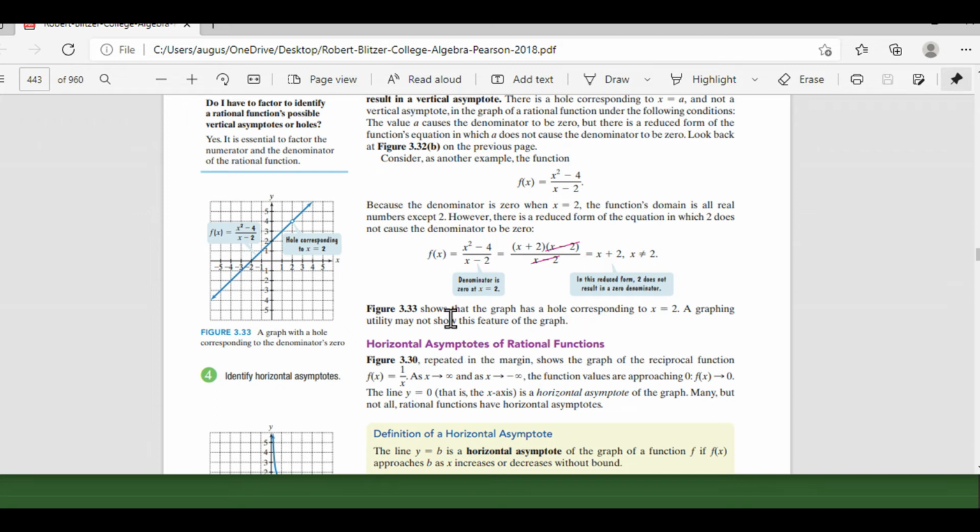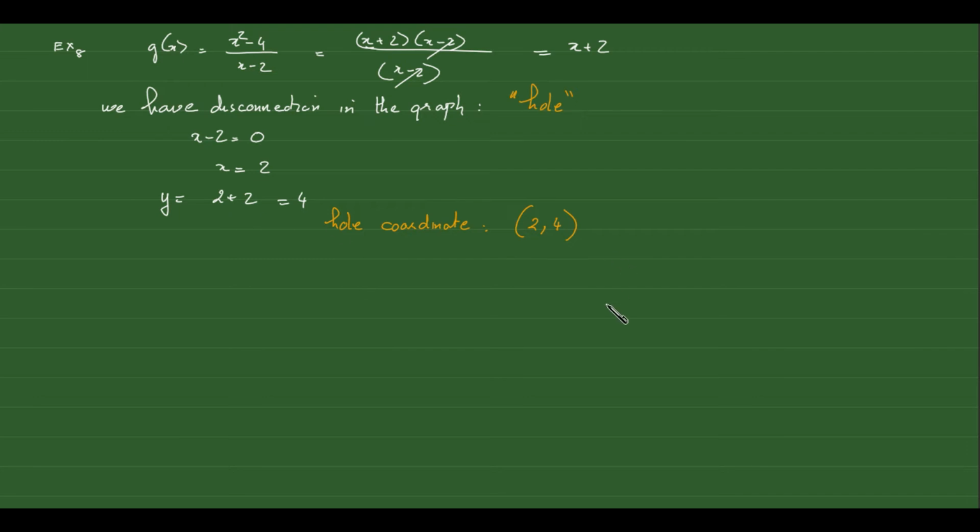Oh, right here. There you go. I see the term right now. A hole. There's a hole right there. You see that? So it means that there's a disconnection. This is an interesting problem.